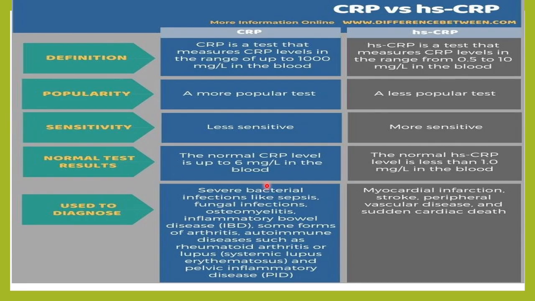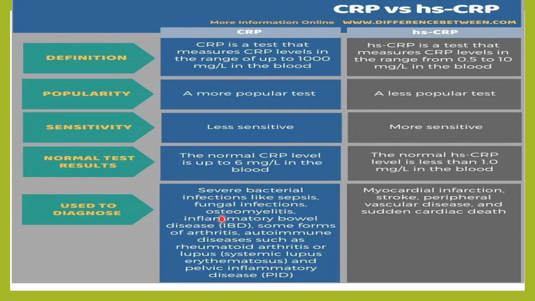Whereas here this is a very low rise. Up to 1 milligram per liter only is considered normal. So CRP is used to diagnose acute infections. It could be bacterial infection, fungal infection, viral infection, COVID-19 infection. It could be inflammation, inflammatory bowel disease, autoimmune disease, SLE, rheumatoid arthritis, Sjogren's syndrome, psoriasis.